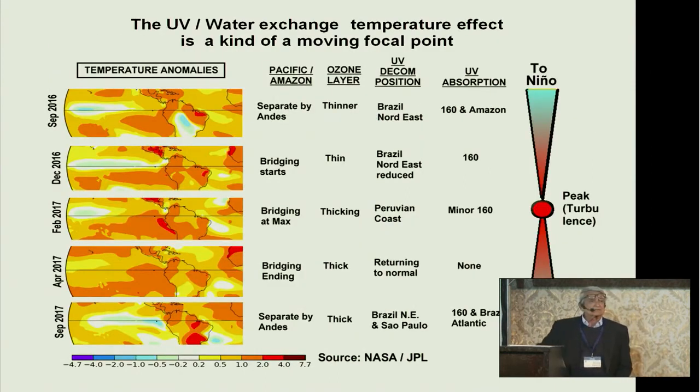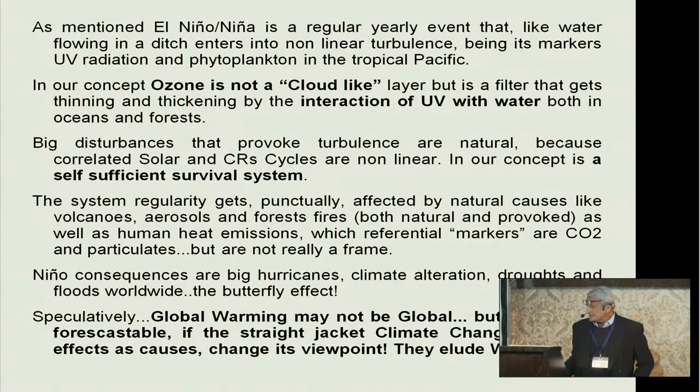Here are the effects of temperature. If you look on the right, in the first one, the hot point is in Brazil. Then this keeps expanding until February, when the hottest spot is on the Peruvian coast, because the two systems got together, and then they divorce again a few months later. In April, the two systems started to separate, and in September, it was completely separated.